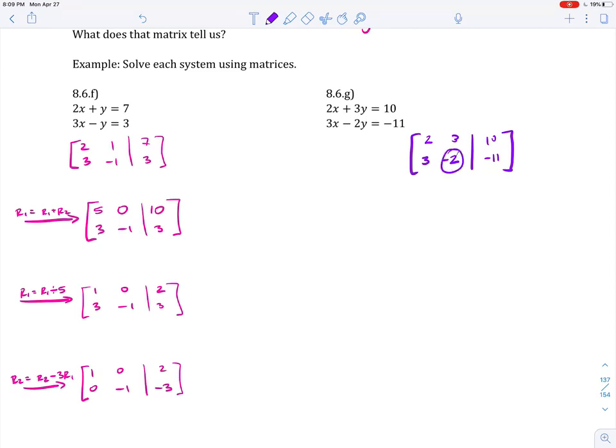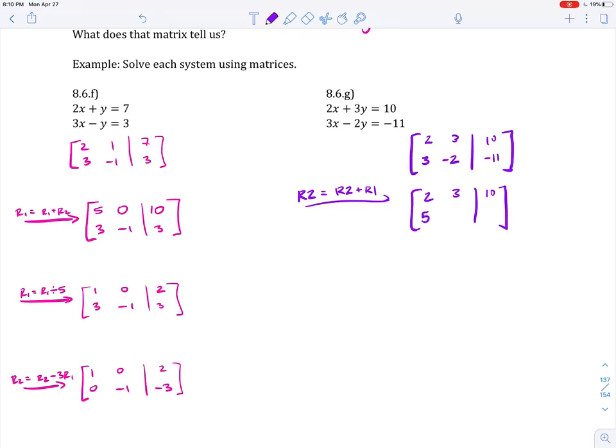What I am going to do is kick things off by aiming for getting a 1 there, right? Because what I noticed is if I take my 3 and I add it to -2, I get a 1. So I'm going to replace row 2 with row 2, but I'm going to add row 1 to it, just so that I can get a 1 in this spot over here.